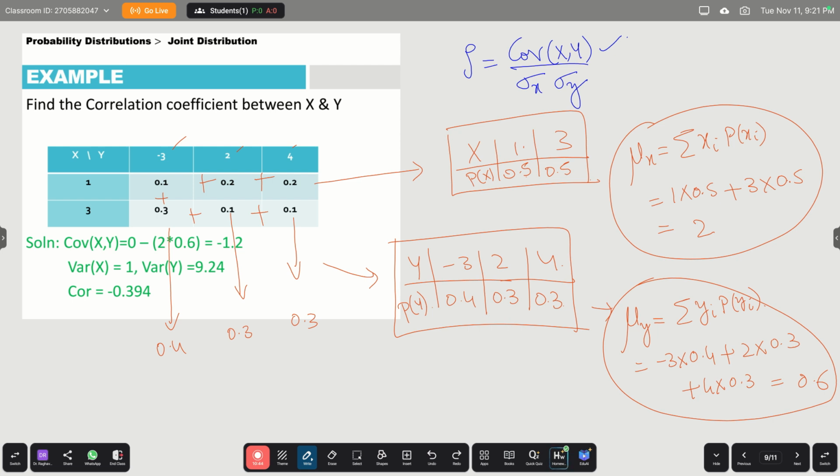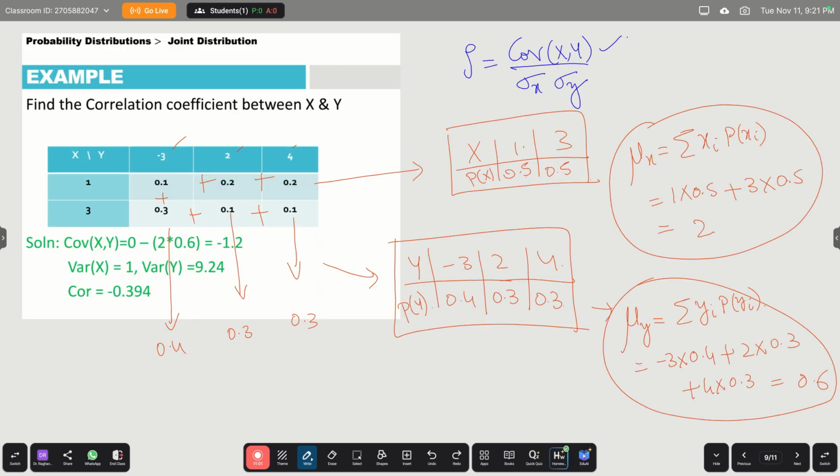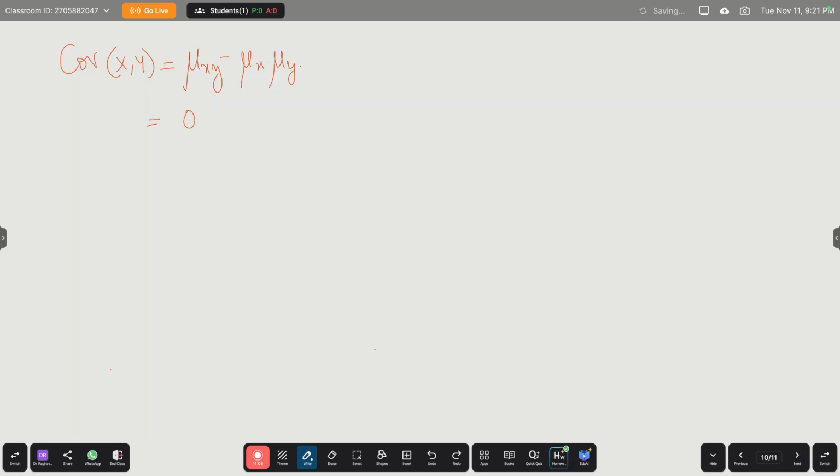So what's the covariance? Covariance is mu xy minus mu x into mu y. So what was mu xy? Mu xy we got 0, mu x is 2, mu y is 0.6. So 0 minus 2 multiplied by 0.6. So this will be minus 1.2. So covariance is minus 1.2.